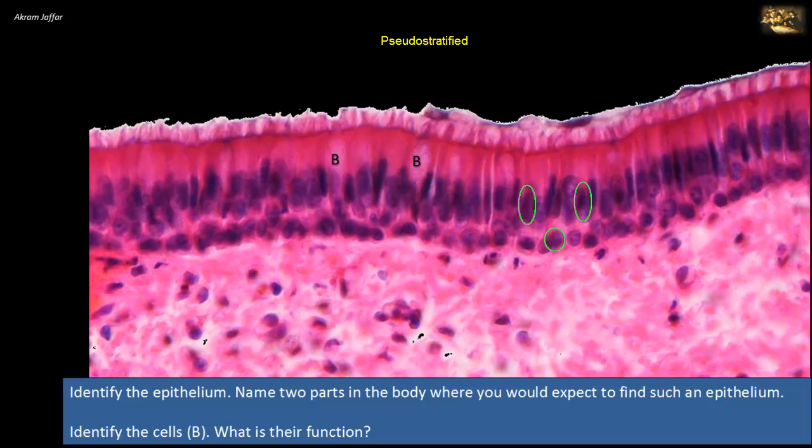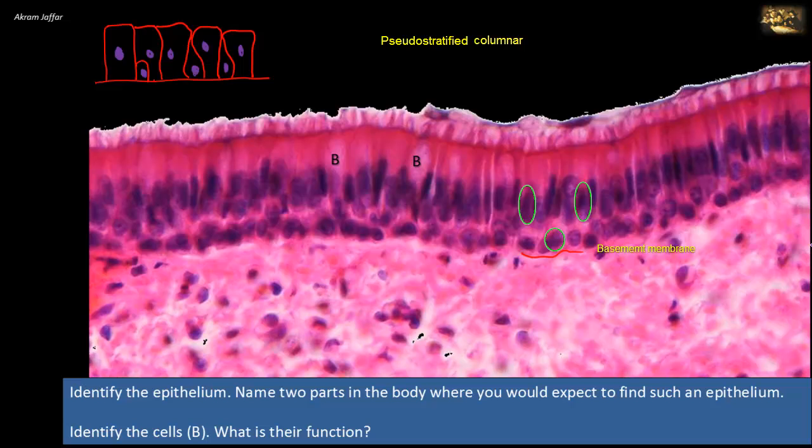You can see here the glassy basement membrane. Note in this sketch that all the cells rest on the same basal lamina, but they have their nuclei at different levels. So they create the illusion of cellular stratification. The tall cells, as you can see here, are the most numerous. So that's why it's called a columnar epithelium. The tall cells are also ciliated. So the official name of this epithelium is pseudo-stratified columnar ciliated epithelium.